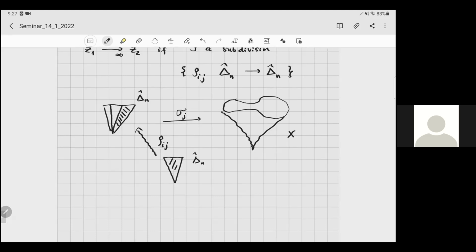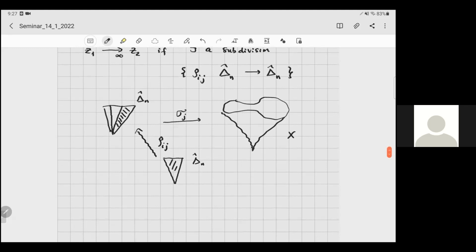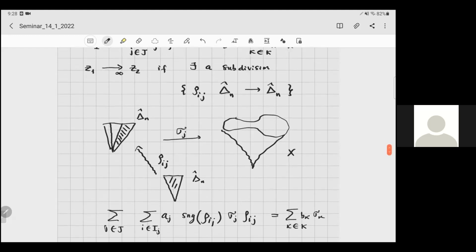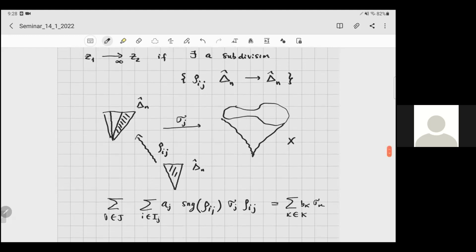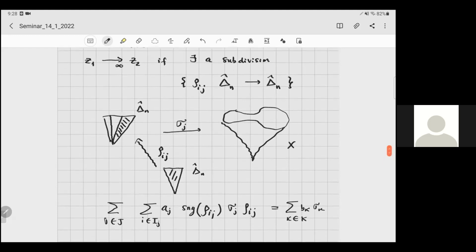So we take a subdivision like this, so that we take the sum after subdivision, and we also take the sign, the orientation, of this sigma_ij, with i belonging to I_j and j belonging to J. This is exactly the sum of b_k sigma_k, with k belonging to K. So after taking subdivision, we have exactly the sum z2. So we have the notion z1 immediate to z2.